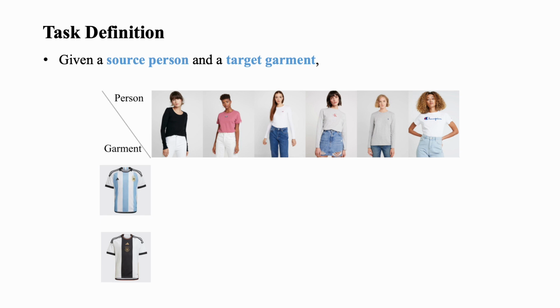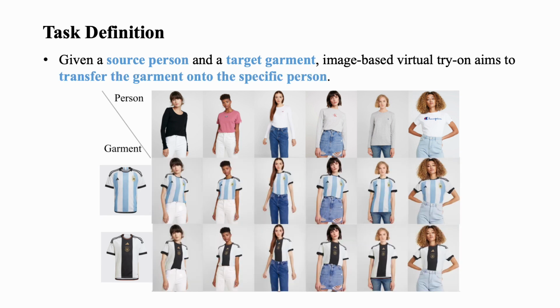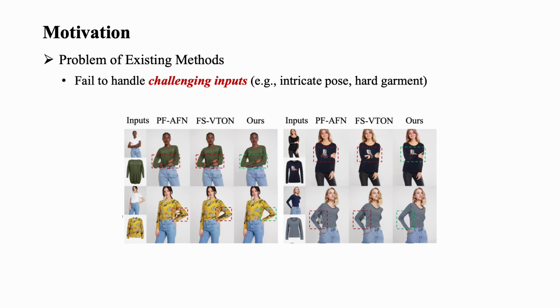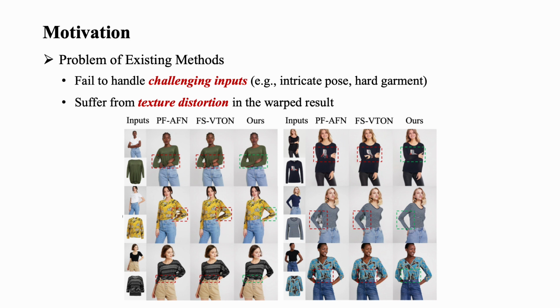Given a source person and a target garment, image-based virtual try-on aims to transfer the garment onto the specific person while preserving the source person's identity and the target garment's characteristics. However, existing methods typically fail to handle challenging inputs. When provided a source person with intricate pose or a target garment with long sleeve, existing methods fail to preserve the semantic information of different garment parts. Besides, existing methods are prone to generate distorted texture around the boundary of the upper and lower garment.